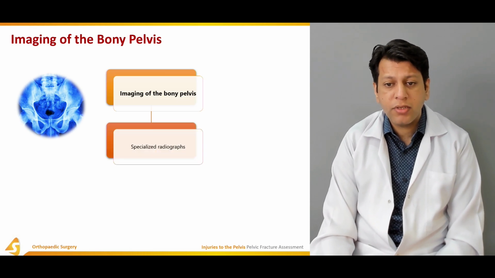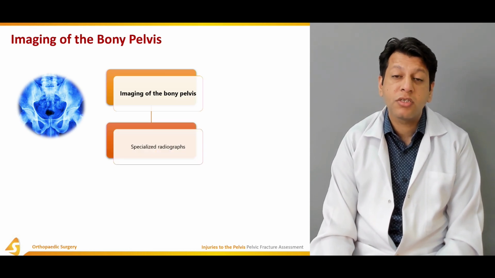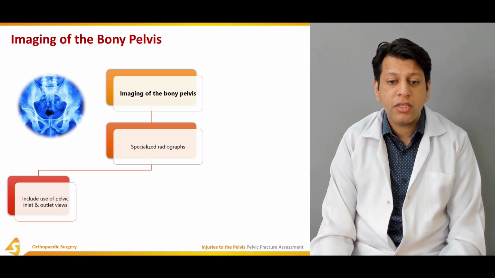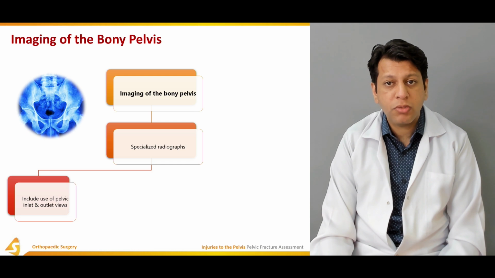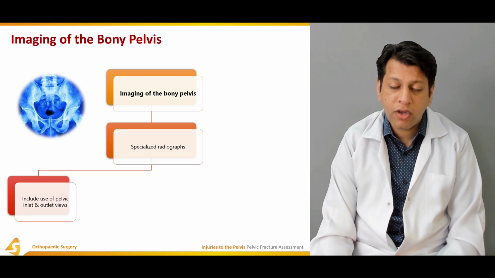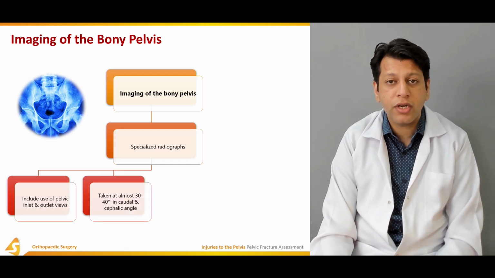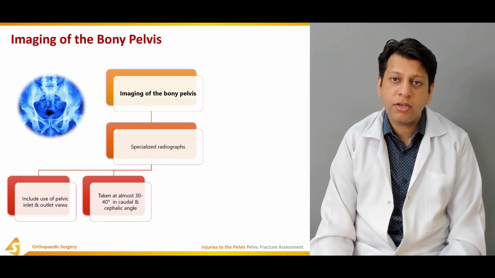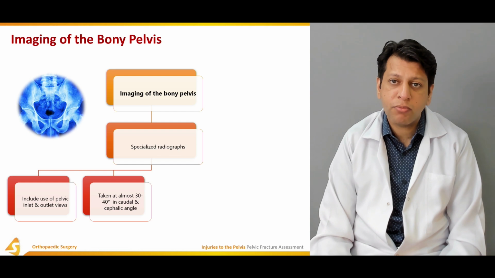Once you've got the imaging, there may be associated specialized radiographs required as well. One of them is the inlet and outlet views, which are the caudal and cephalad views, usually done at 30 to 40 degrees of caudal and cephalad angles. And why they are important: they tell you the inlet and outlet.